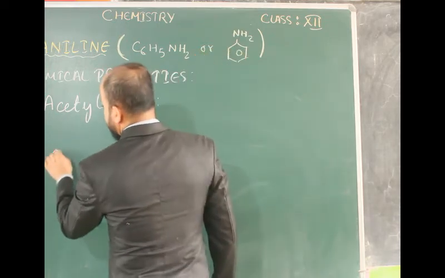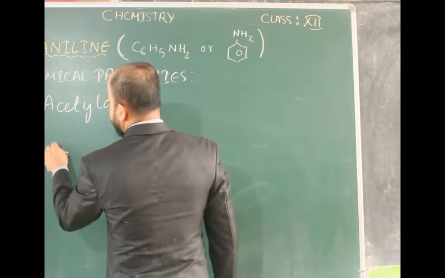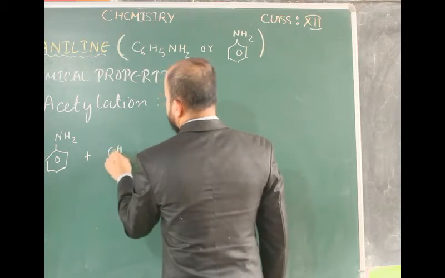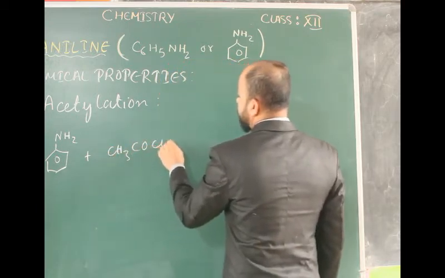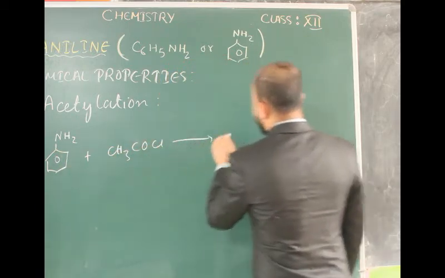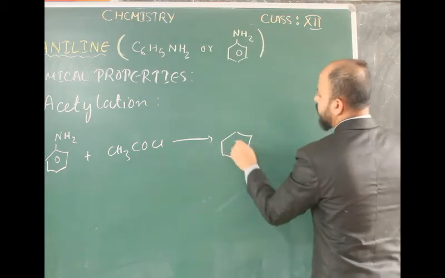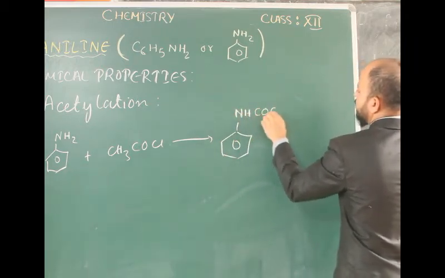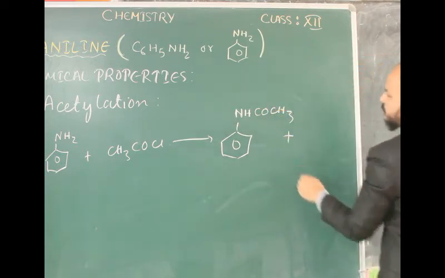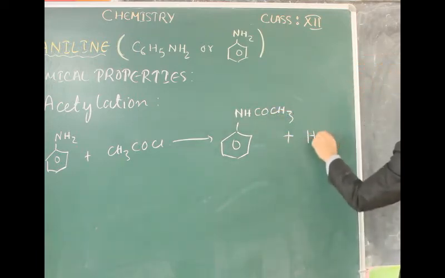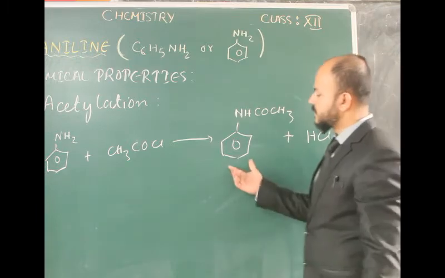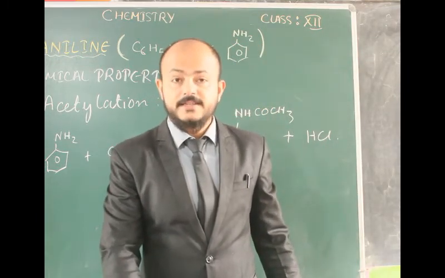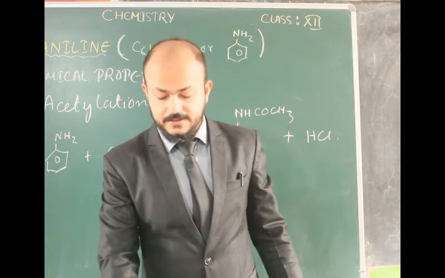So you have, say, aniline, NH2. Whenever it reacts with CH3COCl, what happens? You get NH, where one of the hydrogens is replaced with a COCH3 group, and the byproduct that you obtain is HCl. Okay, so this compound is known as what? It is known as anilide.